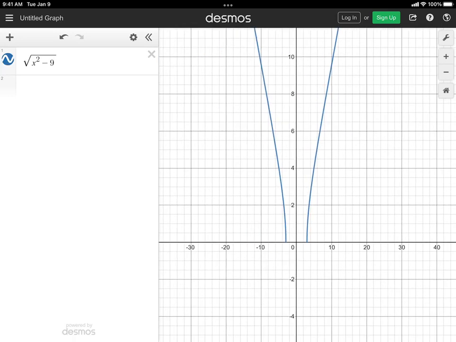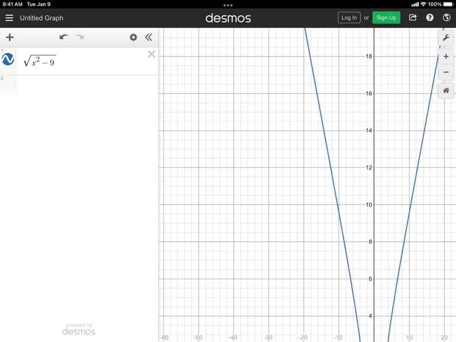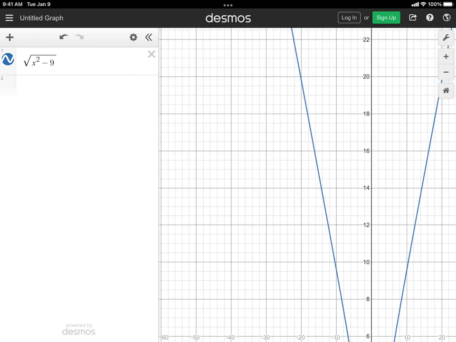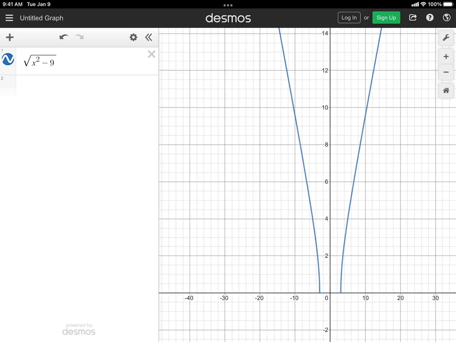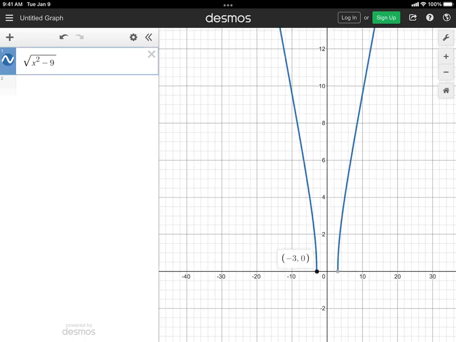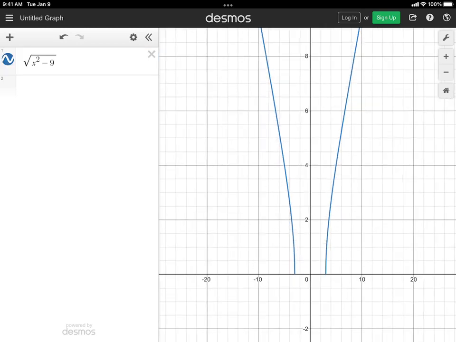So domain is x values. Well, if we're coming from the left, it seems to go to the left indefinitely, and it stops right here at x equals -3. And it jumps from x equals -3 to x equals 3 without covering any of the x values between -3 and 3. And so our domain is going to be that x is either less than or equal to -3 or greater than or equal to 3, because it covers those areas.